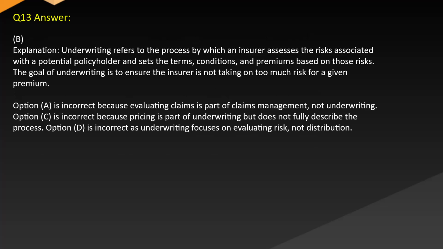Answer B. Explanation. Underwriting refers to the process by which an insurer assesses the risks associated with a potential policyholder and sets the terms, conditions, and premiums based on those risks. The goal of underwriting is to ensure the insurer is not taking on too much risk for a given premium. Option A is incorrect because evaluating claims is part of claims management, not underwriting. Option C is incorrect because pricing is part of underwriting but does not fully describe the process. Option D is incorrect as underwriting focuses on evaluating risk, not distribution.